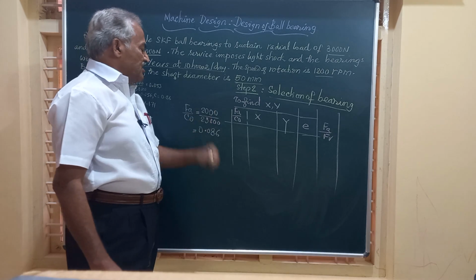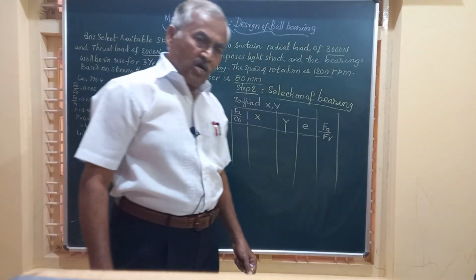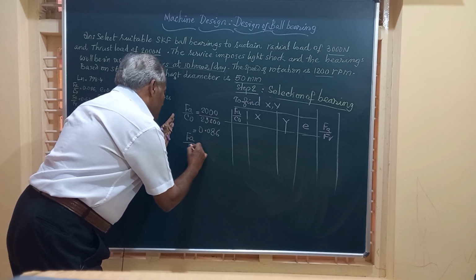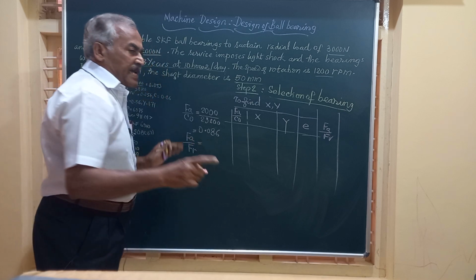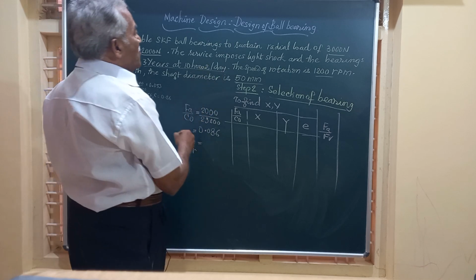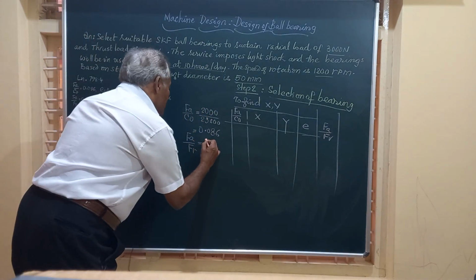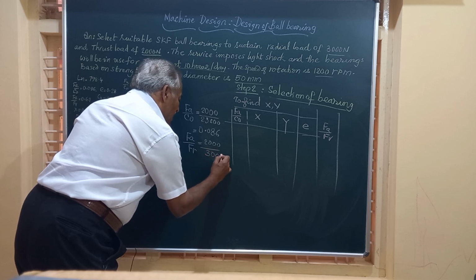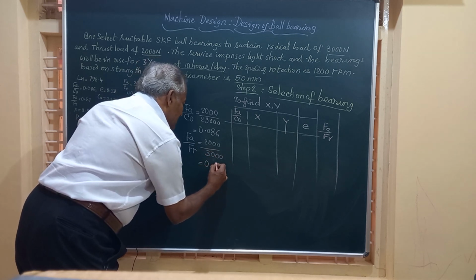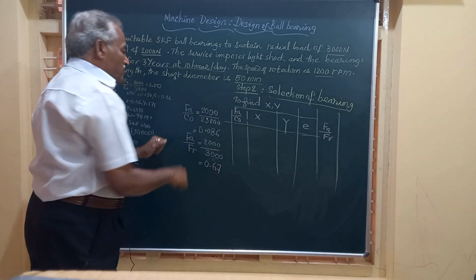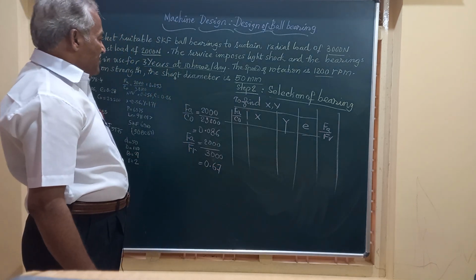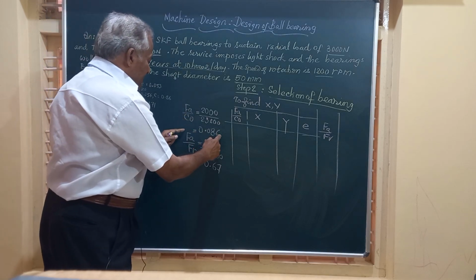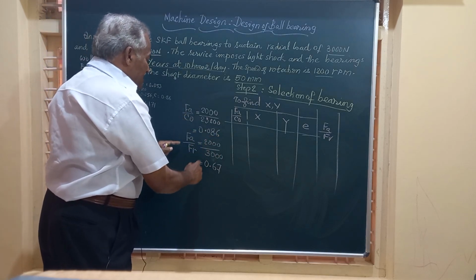Your Fa over C naught we have got. And also we have to find out what is Fa over Fr, the ratio of the axial load. The axial load or the thrust load is 2000. The radial load is 3000. And this works out to 0.67, Fa over Fr. Friends, corresponding to Fa over C naught equal to 0.086, this is a value.